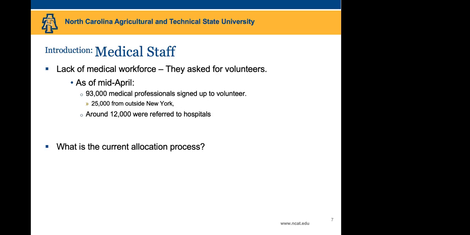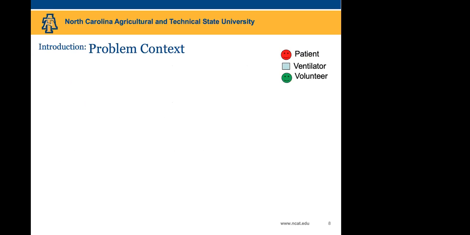So what is the current allocation process? The New York government is allocating resources from low-hit spots to hot spots. This is what they're doing, and they keep doing that as they observe and monitor the demand, the predicted demand.